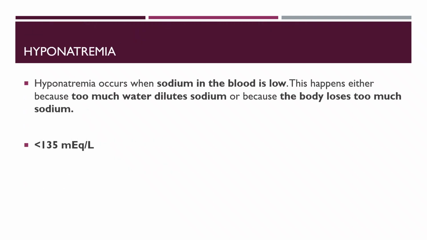So let's proceed. We have hyponatremia. That's a low level of sodium in blood. How does this occur? It occurs when sodium in blood is low compared to the normal ranges. This happens because there is too much water and that water dilutes the sodium in blood, or because the body loses too much sodium, giving you a value of less than 135 milliequivalent per liter.